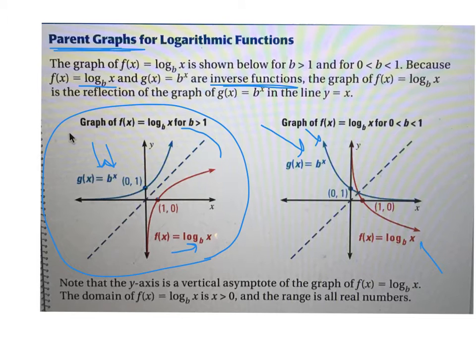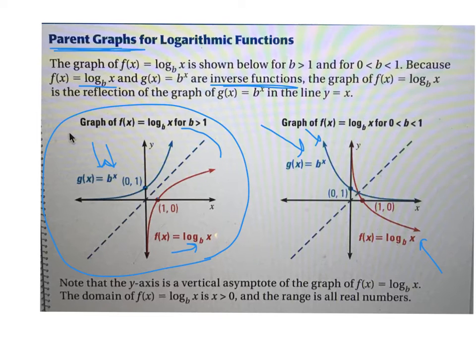Look what happened with our log graph. Look at the red graph here. It's also decreasing, also going down, when your base is less than 1. It still goes through 1, 0. It's just going down. And again, instead of the x-axis being the asymptote, the y-axis is the asymptote. Everything just interchanges with your x's and your y's, which you should have predicted.